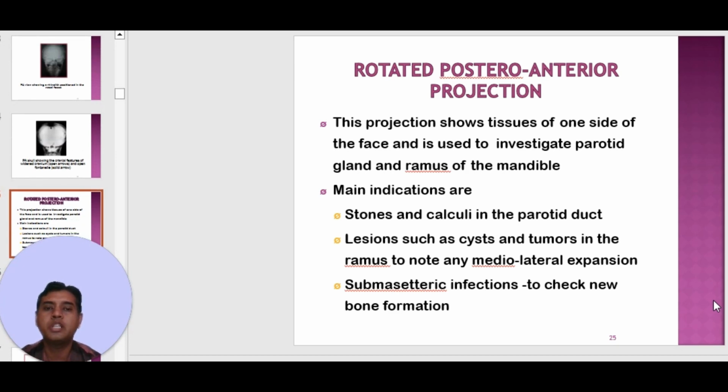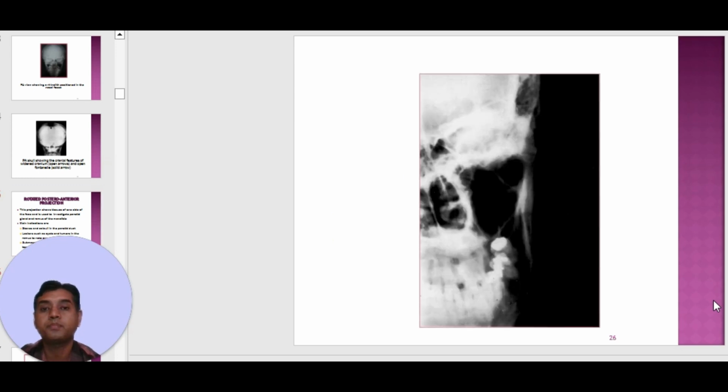Now coming to the rotated posterior anterior projection. This projection shows tissues of one side of the face and is used to investigate the parotid gland and tumors of the mandible. Main indications are to evaluate stones and calculi in the parotid duct, to assess lesions such as cysts and tumors in the ramus, to note any mediolateral expansion, to assess subperiosteal infection, and to check new bone formation.